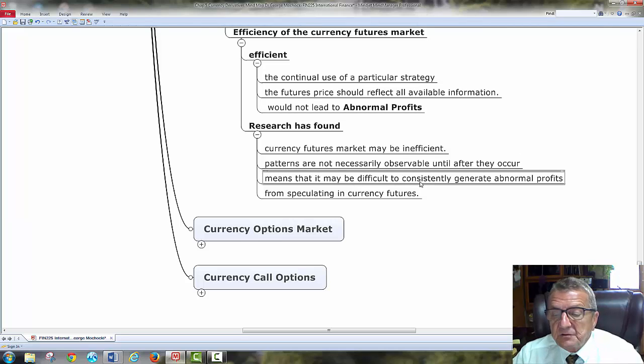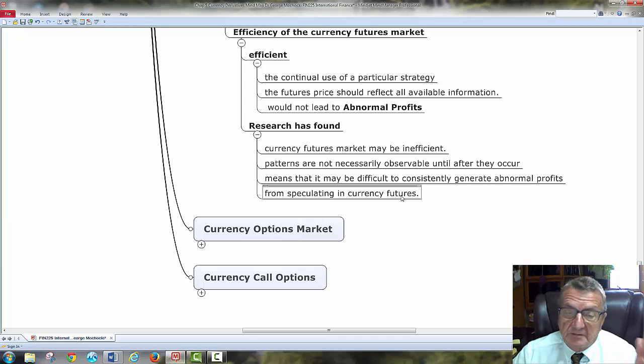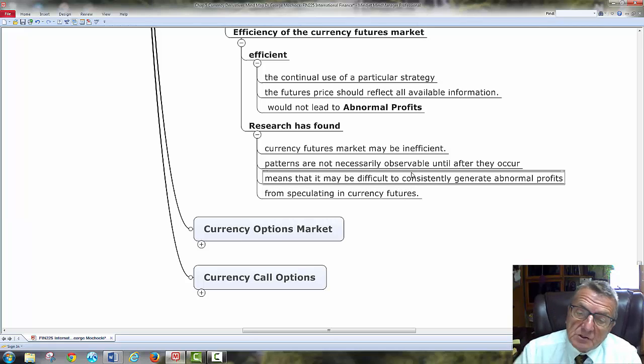It may be difficult to consistently generate abnormal profits from speculating in currency. If I'm a speculator, that's good. But I want to make a profit without these big jumps, because remember, it could be in reverse. I could lose money if I'm not watching. So as an investor or a chief financial officer, I have to look at the long term and see what's really going on. Will it settle down? Will the market be calm?